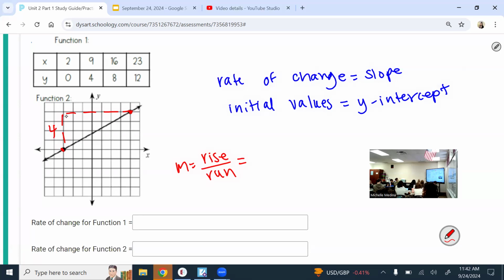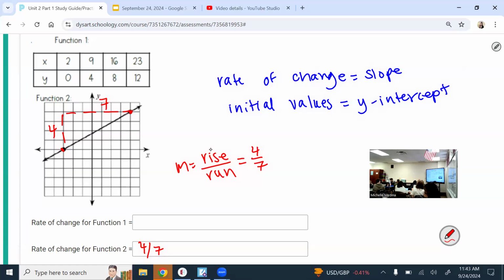If I was going down, that's when my rise would be negative, but it's not. We're going up in order to get from here to here. And now what's my run? 7. Good. So your run is always to the right. And you are counting like this is your 0, 1, 2, 3, 4, 5, 6, 7. Put that together. That is my rate of change for function 2. Started with that one because that's more familiar. Slope is a fraction. It just needs to be a simplified fraction, and that one is simplified.